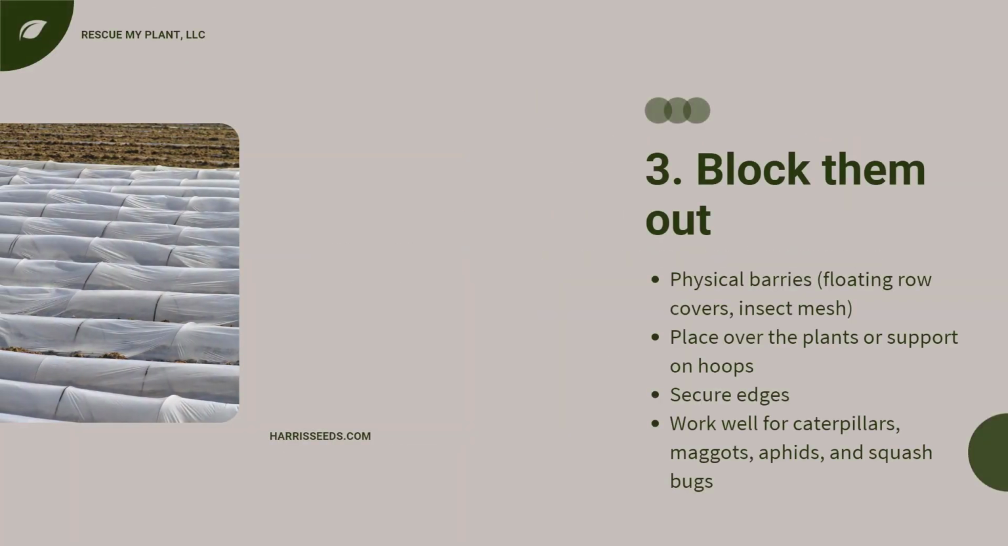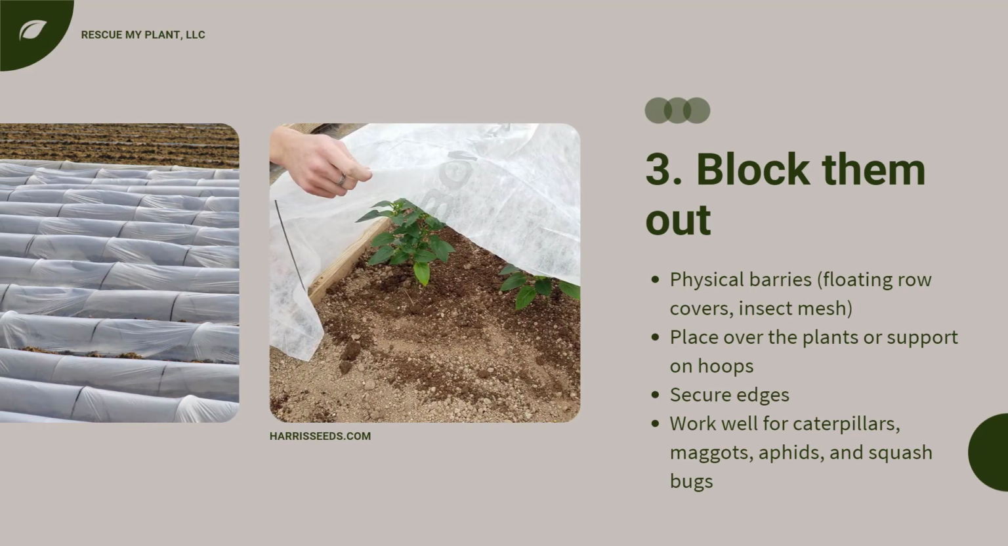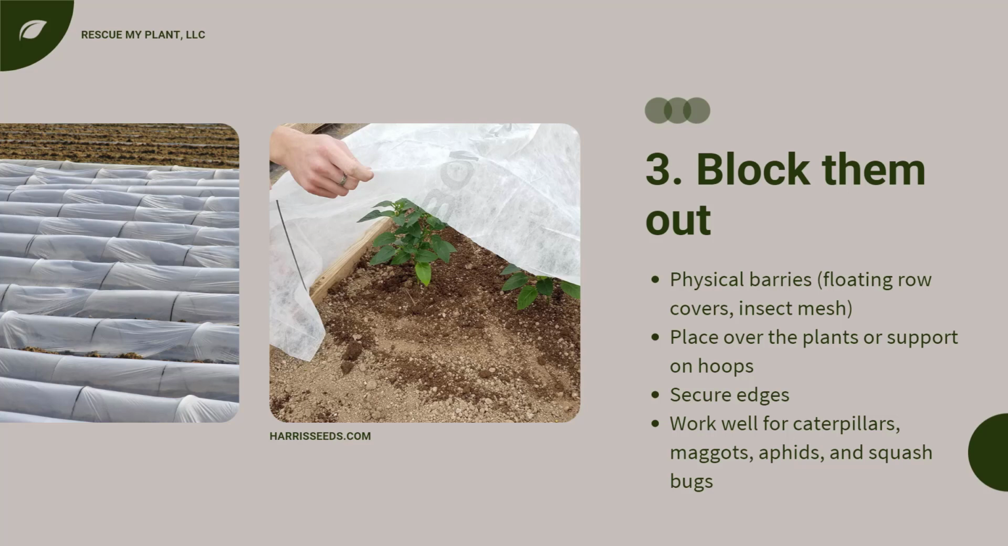You can block out some pests by putting up physical barriers such as floating row covers or insect mesh. These covers can be placed over the plants or supported on hoops. Make sure you have the edges secured or weighed down so that the pests can't simply go under them. These work well for caterpillars, maggots, aphids, and squash bugs.